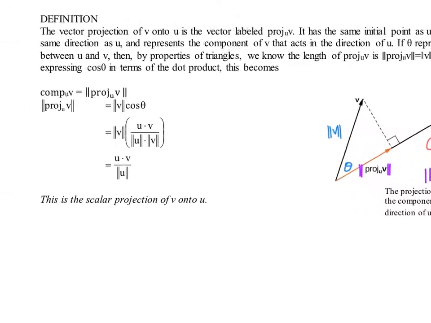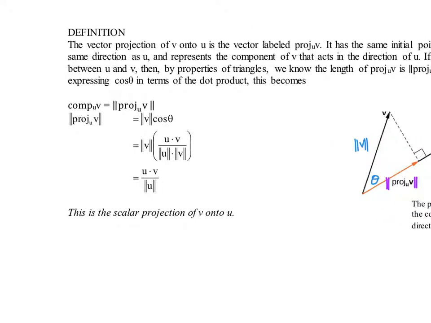So, u dot v over the magnitude of u, if you're looking for the magnitude of the projection.